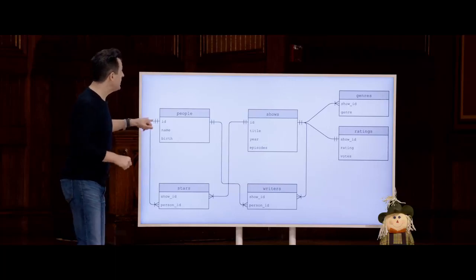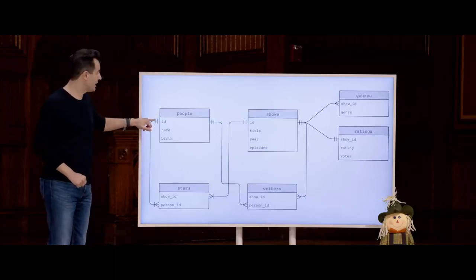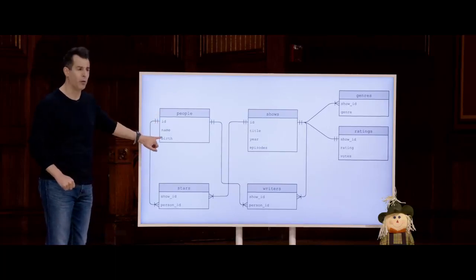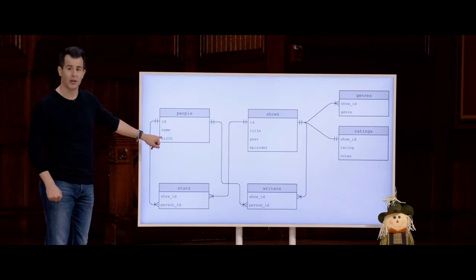Now let's consider people. People have just 3 columns: ID, name, and birth. But there's no mention of the TV shows in which people have starred, or the TV shows that a person has written. Well, why is that?